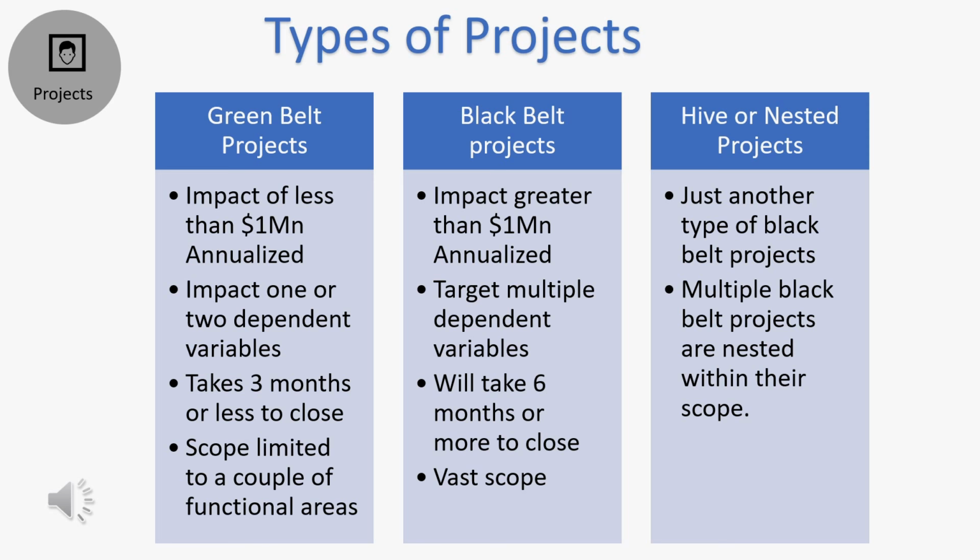On the other hand, a Black Belt project will have a very large impact, typically greater than $1 million per annum. This project will be complex, targeting many dependent variables and hence will take anything upwards of 6 months to close. The scope of a Black Belt project could be across functions, organization etc. Hive or nested projects. This is just another classification of Black Belt projects. They are nested projects, which means their scope is sufficiently large to nest multiple Black Belt projects within the ambit of one large project.